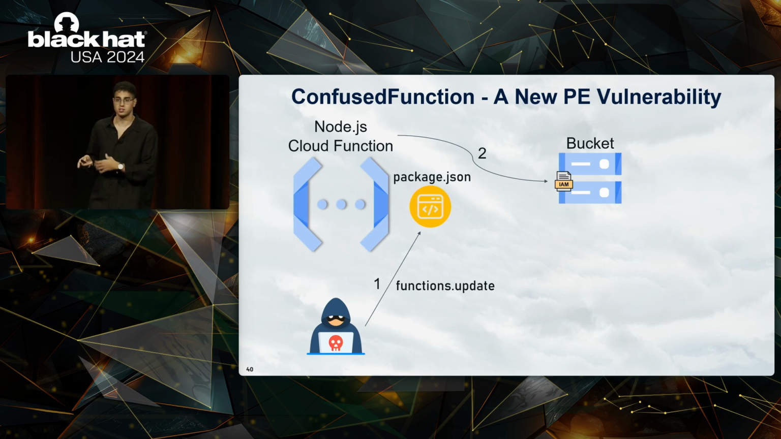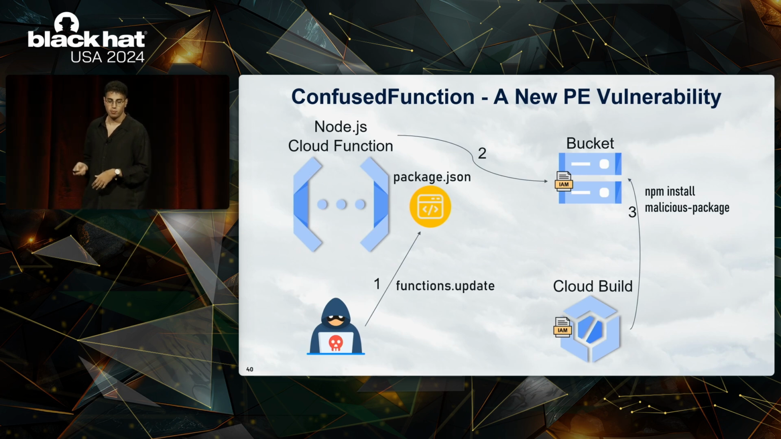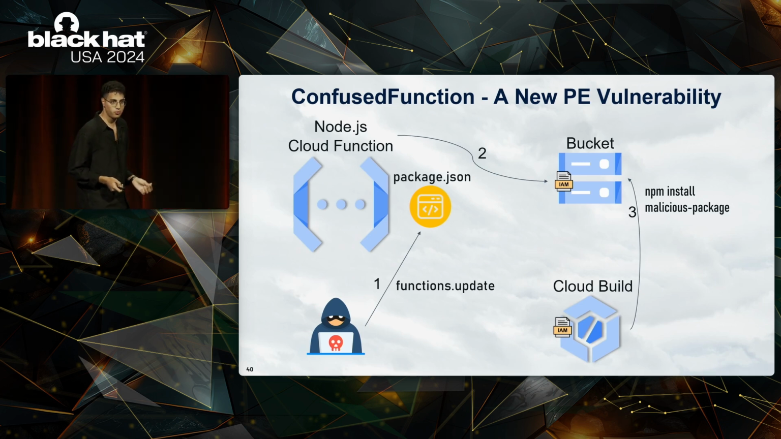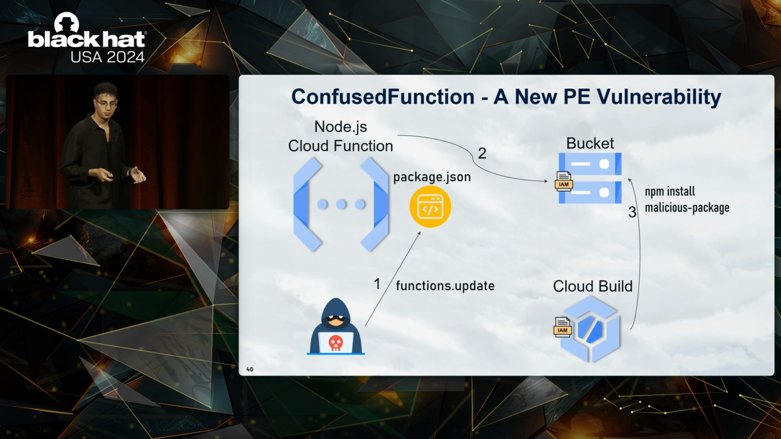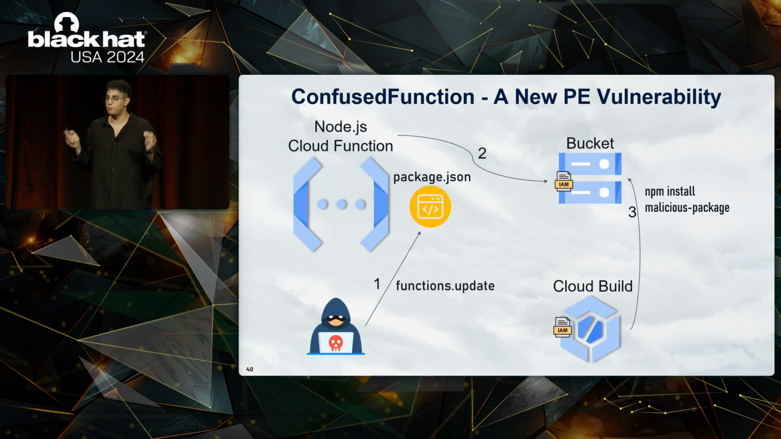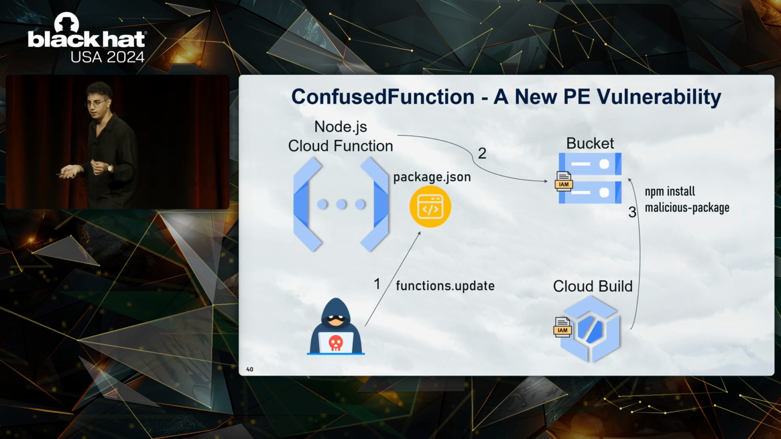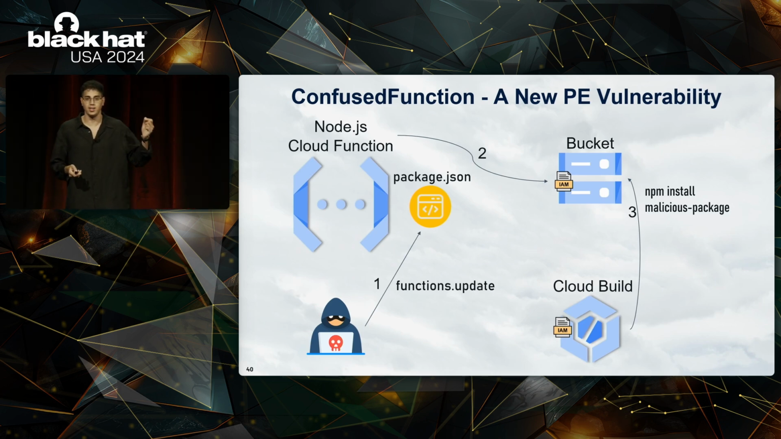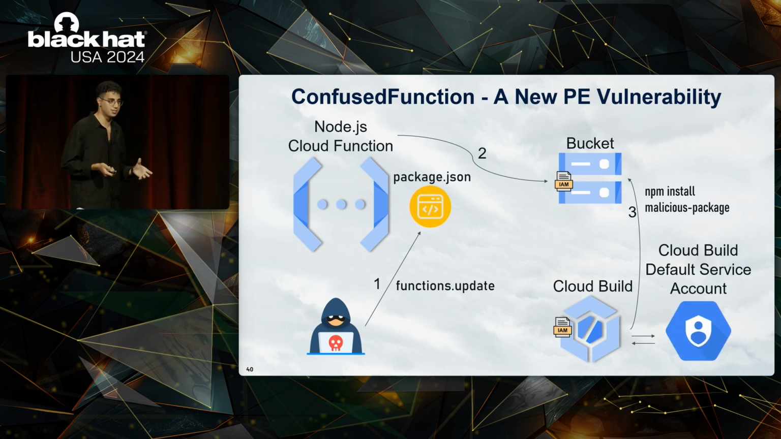So the function's code will be stored in a bucket. This bucket object will then be pulled by the Cloud Build instance. And some of this is the function's code, and part of the function code is the package.json file that specifies the dependencies that should be installed. Well, in that package.json file, there is a malicious dependency that the attacker has just inserted. And then, with just the permission to update a function, the attacker could insert a malicious dependency that will be installed in the Cloud Build instance.